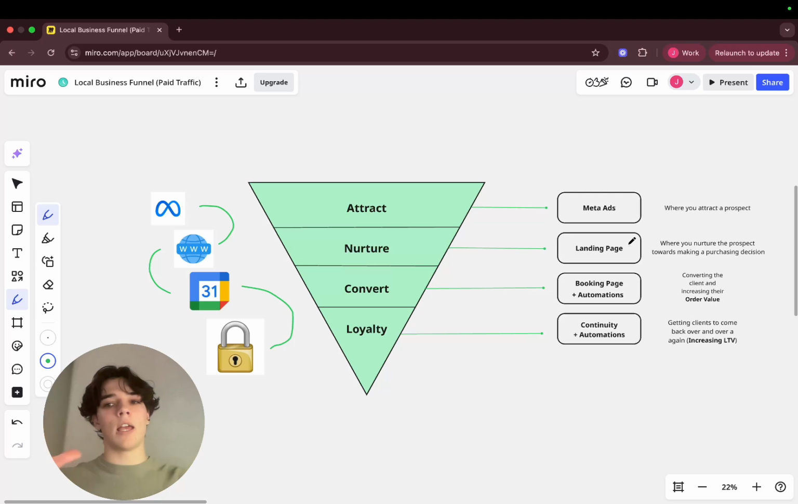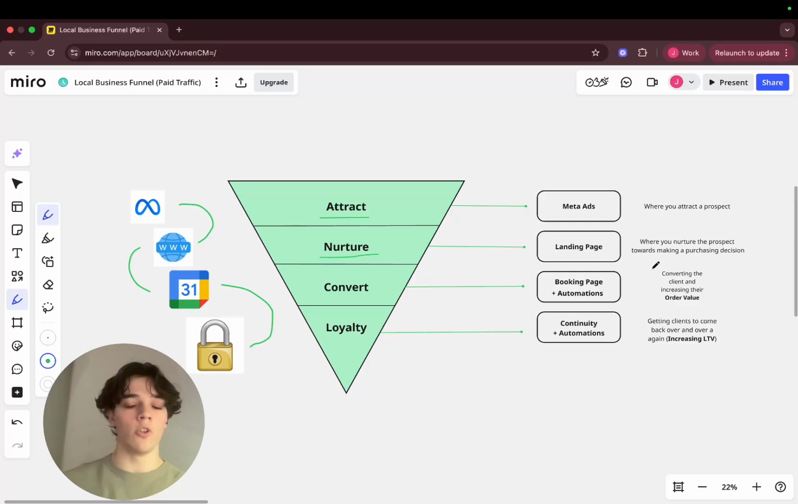So looking back at it as a quick overview here, now you should know how to attract the right type of audience using Meta ads, how to nurture this person using a landing page so you can get them to make that purchasing decision. Then you can convert that person using your booking page, also increasing their order value and making sure they actually show up for their appointment. And you know how to make sure that if you're giving away something for free, you're not giving it away to everybody. You know how to qualify the right sort of client.